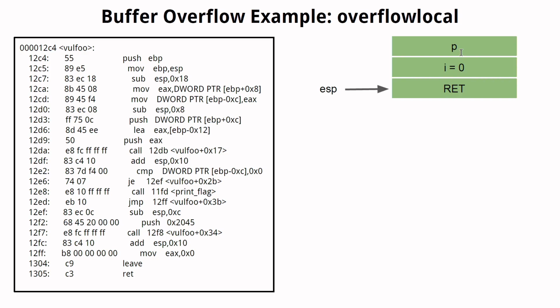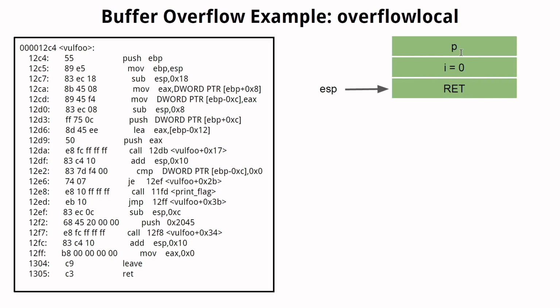Okay, so the main function already pushed 2 parameters onto the stack. The first one pushed was the second parameter, which is the source address of the string, p. Then the second one is the integer i. In this case, it has the value 0. Then it makes a call, which will push the return address onto the stack. So this is what the stack looks like right now. There is p, there's i, there's a return address. ESP points to the return address, right?